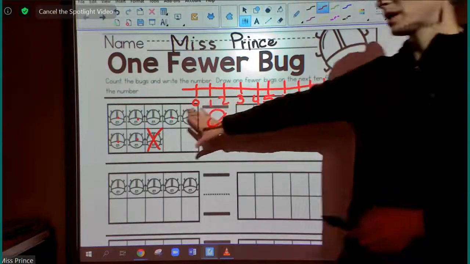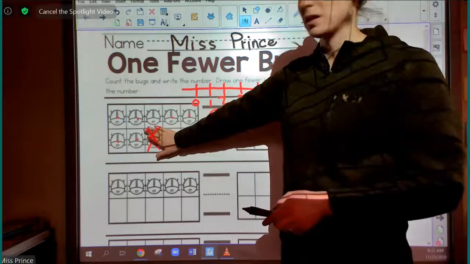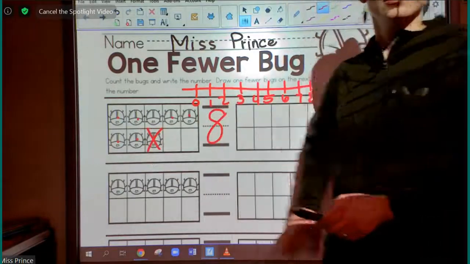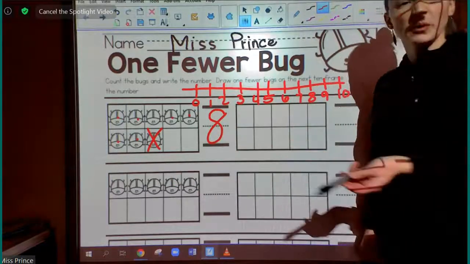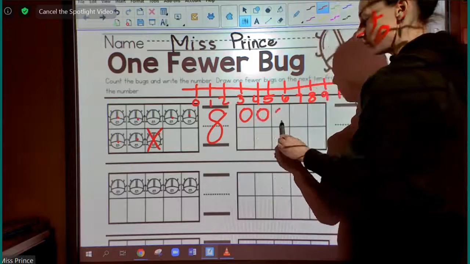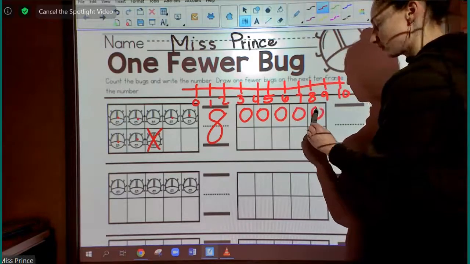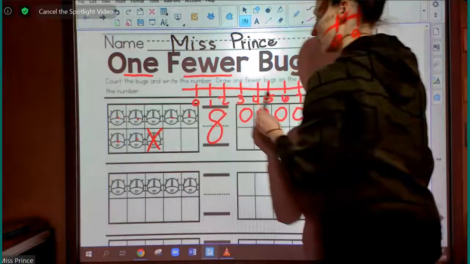And that is how many one fewer would be. So we had 8. One fewer would mean we're getting one number smaller. So now we're going to draw this many bugs here. And a quick way to draw these bugs would just be to draw circles. So I want to make sure that when I draw these, I'm not drawing this one because I want to draw one fewer over here.